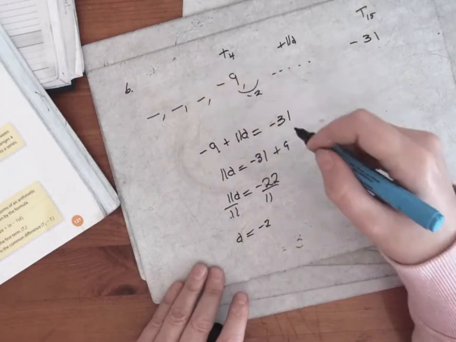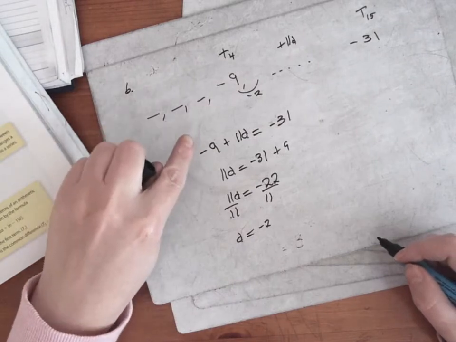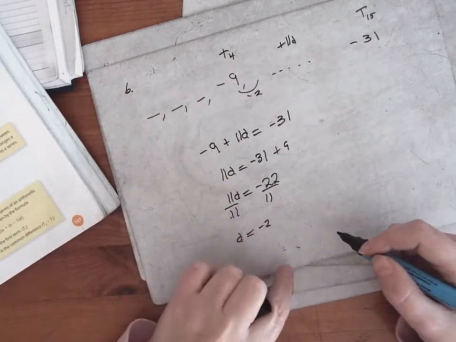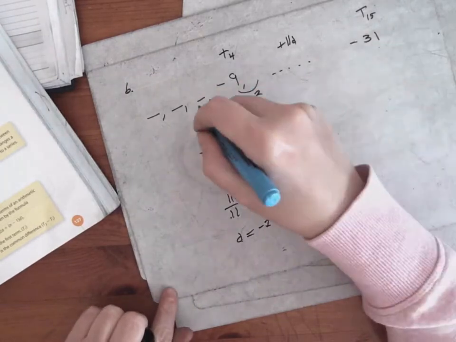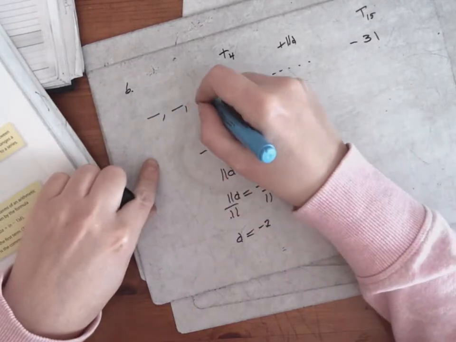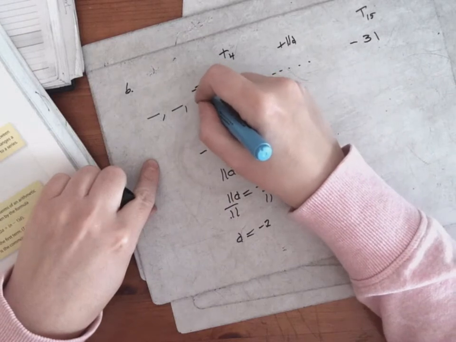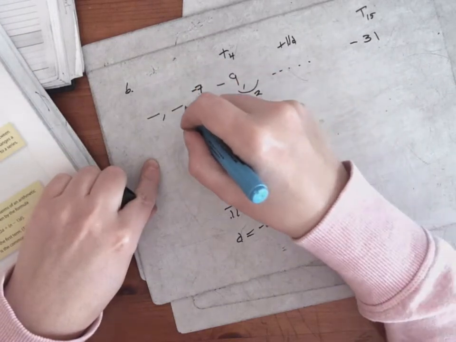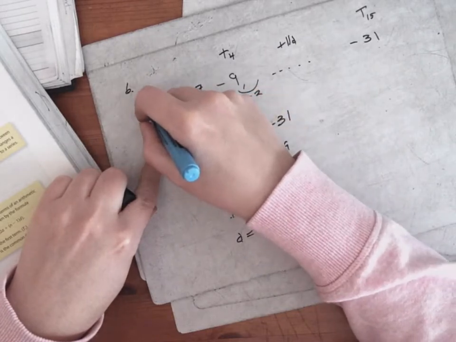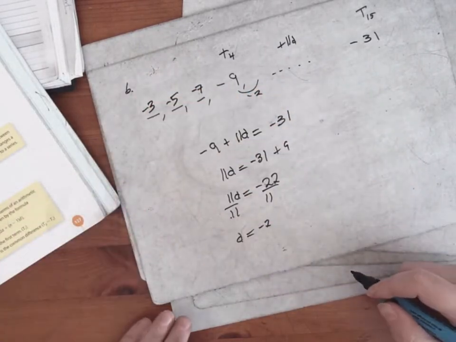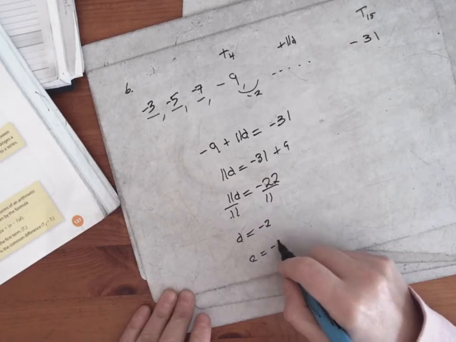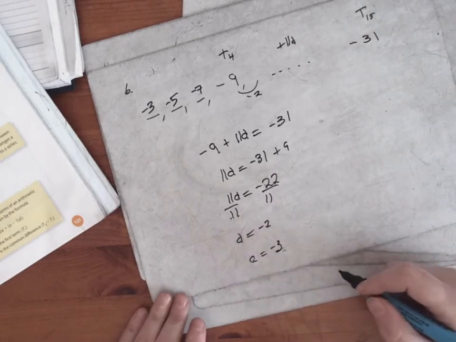Now, to go backwards to find the first term, if you're going forwards, you minus 2. To go backwards, you plus 2. So that must mean minus 7, because minus 7 minus 2 will give me minus 9. This must be minus 5, and this must be minus 3. So A is equal to minus 3.